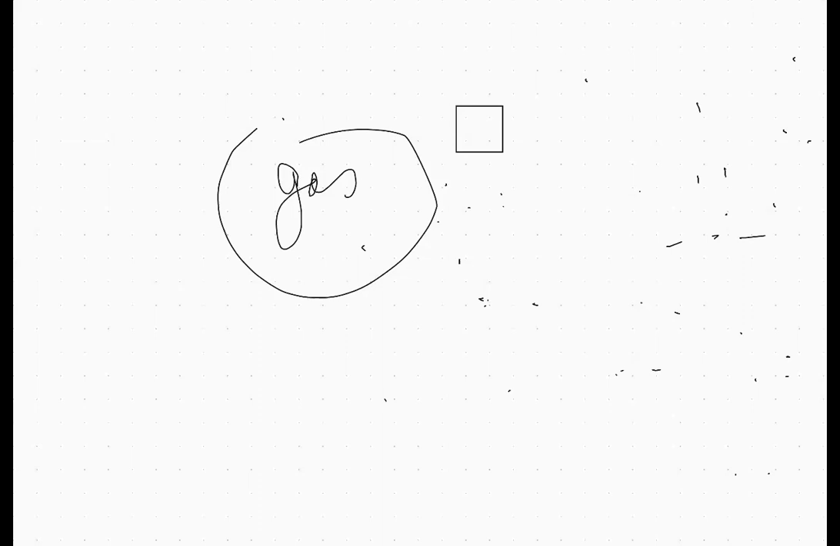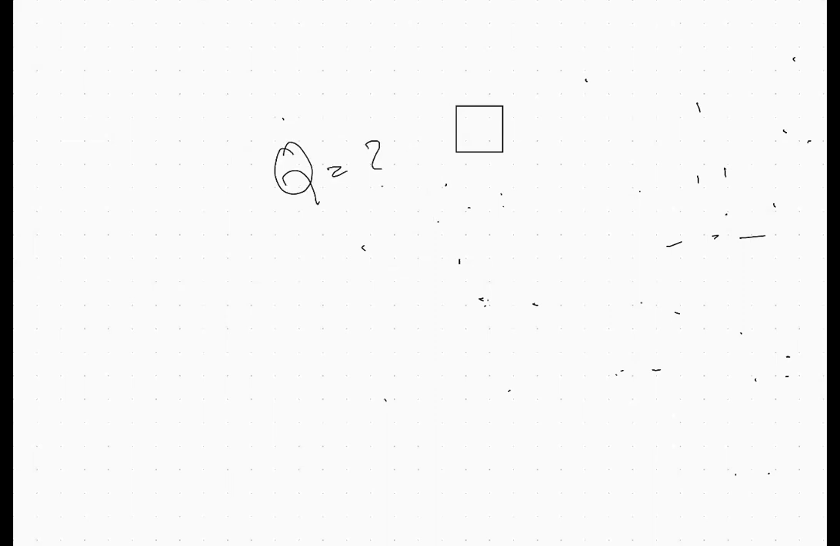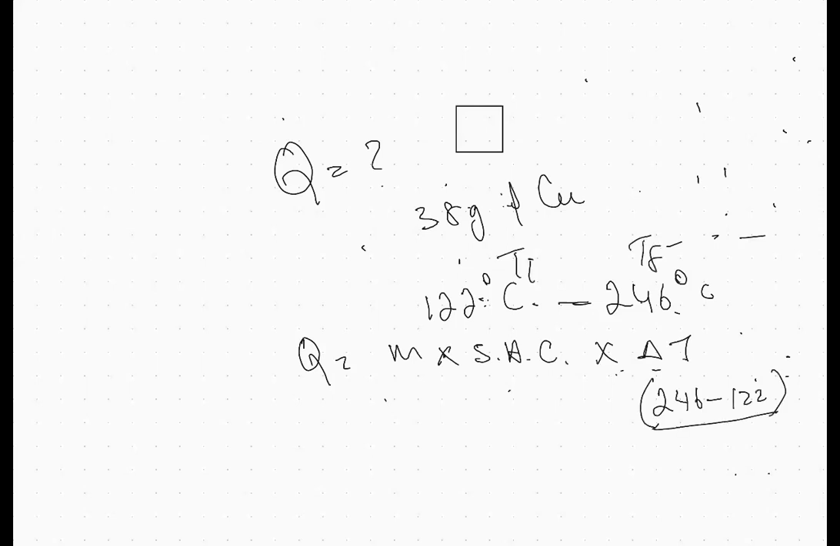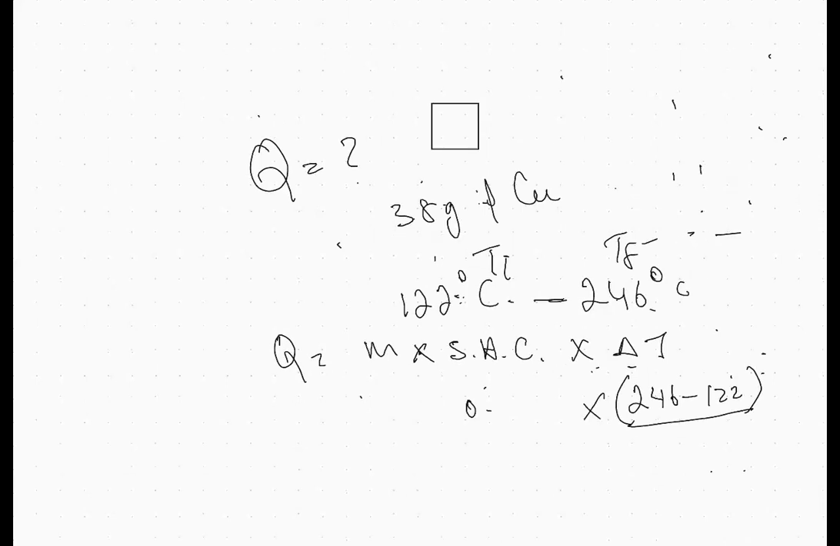Now again, the same questions coming. How much heat is required to raise the temperature of 38 grams of copper from 122 degrees centigrade to 246 centigrade? So you apply this equation. I'm not going to do the calculations in detail. 246 minus 122, because this is T final, this is T initial. Then times specific heat capacity, which they have given as 0.385, times mass, 38, then you get the answer. The answer I have here is 1810 joules.